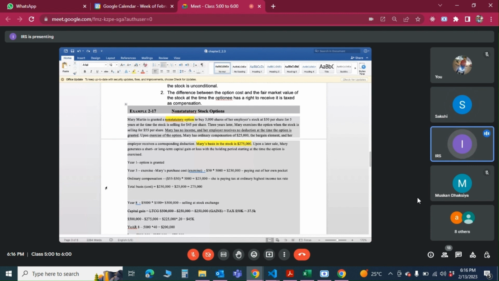Right, so this is important. When the option is granted, she's just given a choice. You want it, you don't want it.